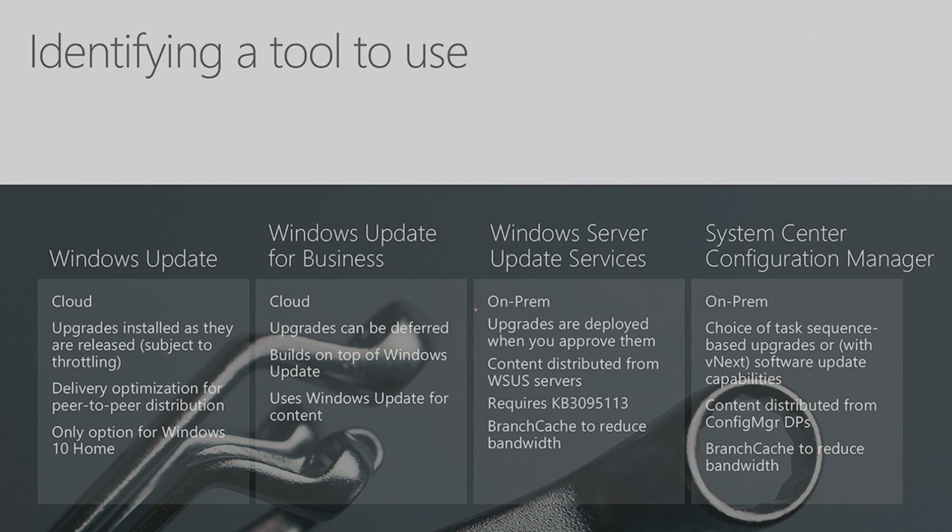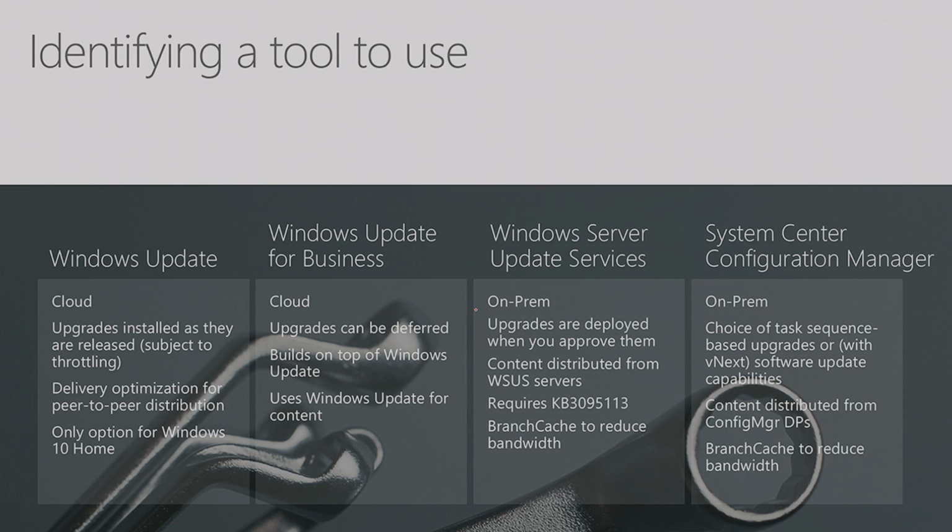We then have Windows Update for Business, which is kind of another layer on top of that, where you get more control over the Windows Update process. You still have your PCs being updated from the cloud, still using Delivery Optimization to do peer-to-peer distribution, but you can specify for the different rings of PCs, when do I want these particular updates to deploy?